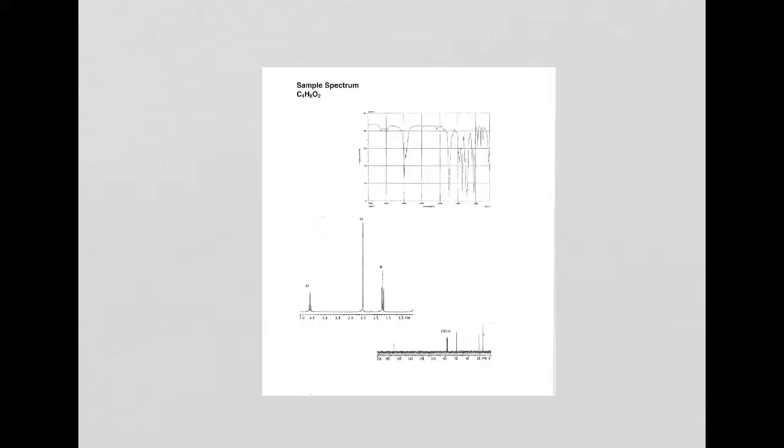Here is an example of the sample spectrum. I want you to look at this. Right away you're going to say, oh, I know the one on top. That's IR. Perfect. The one in the middle is proton NMR, and the one down here is carbon-13 NMR. In this class, we're going to focus on IR and proton NMR, not so much carbon NMR right now.